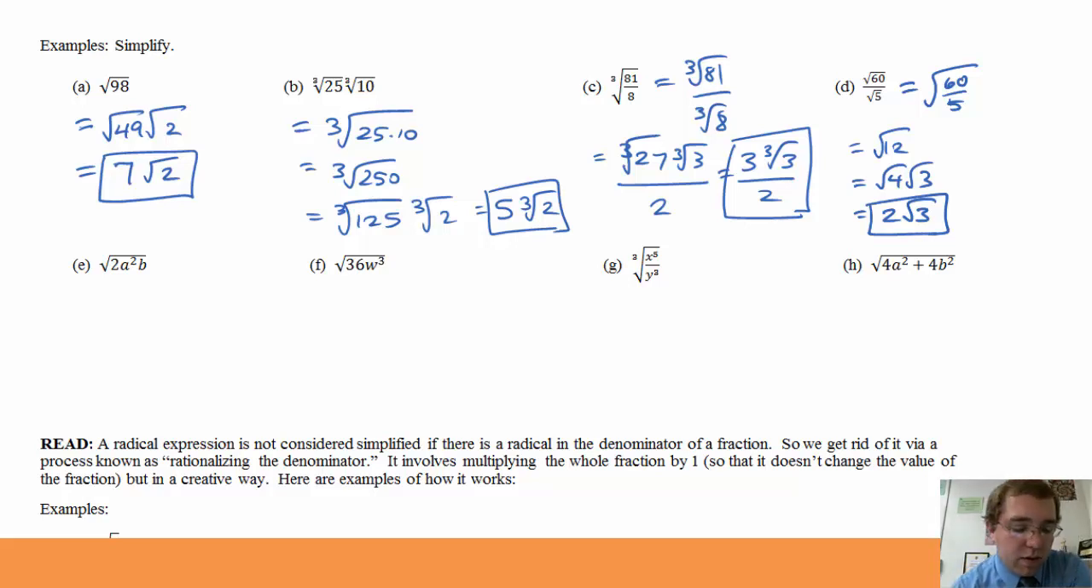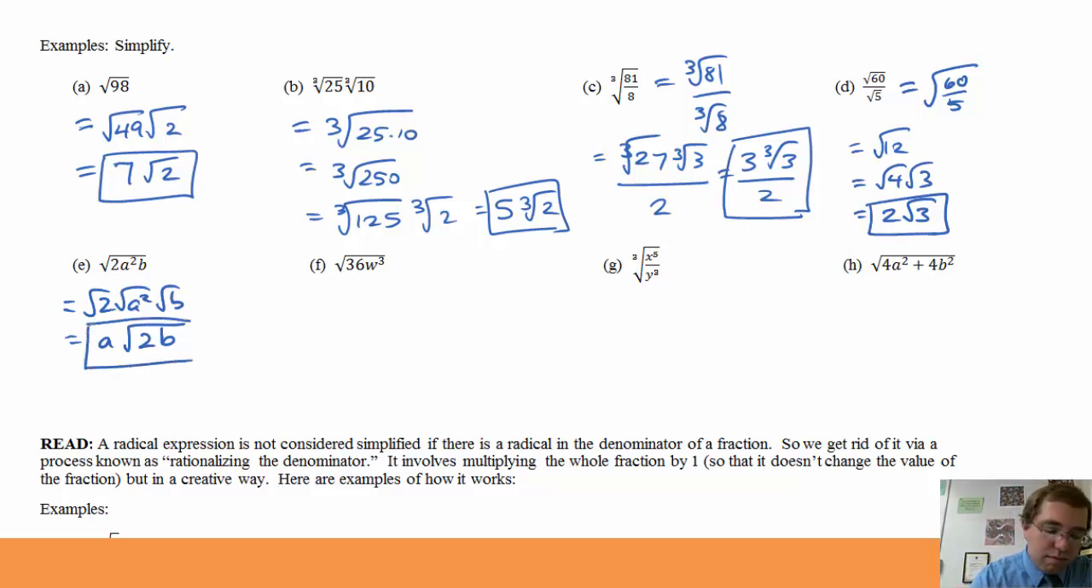Example E. Square root of 2a squared b. Okay? Well, I can split that up as the square root of 2 times the square root of a squared times the square root of b. Do I know the square root of 2? No. Do I know the square root of a squared? Yes, that's a. Do I know the square root of b? No. So the 2 and the b have to stay underneath, and I took the square root of a squared, and it comes out as just a. So I write it in front.